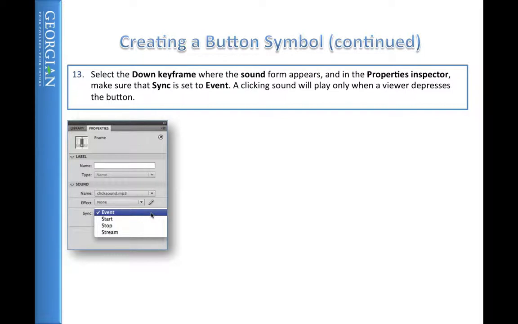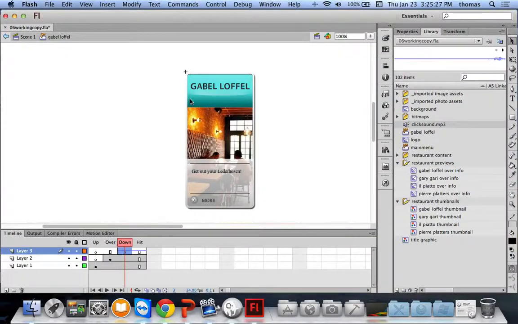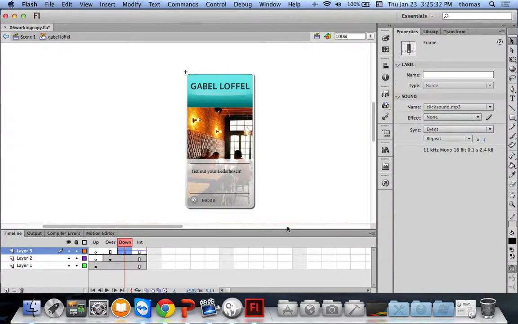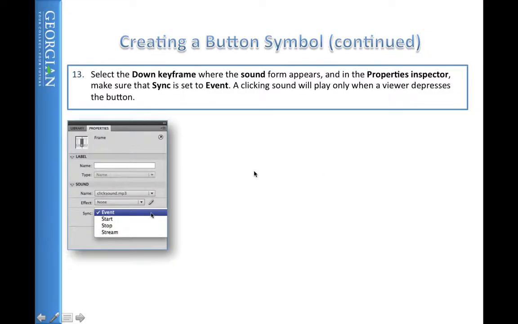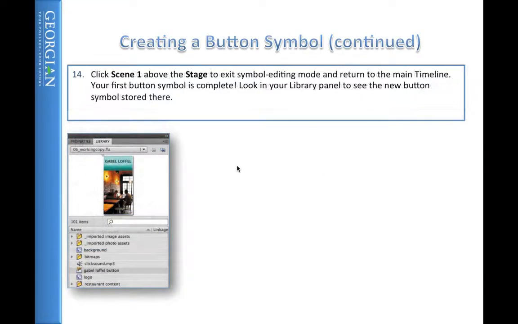Now we have to make sure that on the down keyframe, in the Properties inspector, the sync option is set to Event. So we're going to the properties, and we're on the down keyframe. If you notice on the right-hand side here under sound, there is a sync option. It's got to be set to Event. There are also other ones, Start, Stop, and Stream, and so on. We need Event to be set. Okay, so far so good.